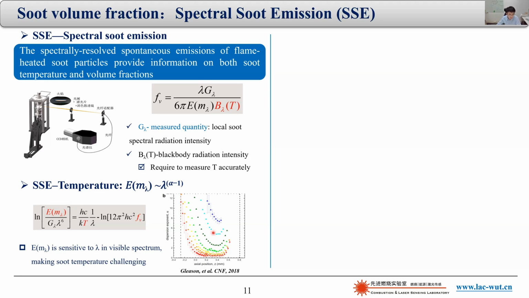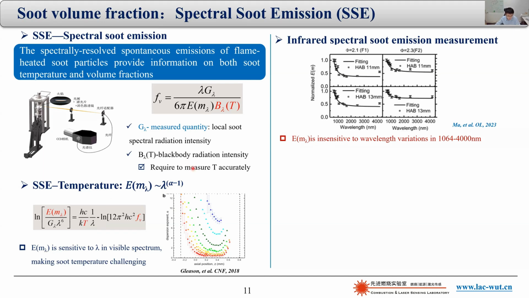This plot shows the soot dispersion exponent, which is defined here. You can see that soot measured at different places inside the same flame can have drastically different dispersion exponents. But if you only do this spectral soot emission experiment, you will have no information on such dispersion exponent, which makes using this equation to derive temperature very, very challenging. But I have to mention that this information is given in the visible spectrum or near infrared spectrum.